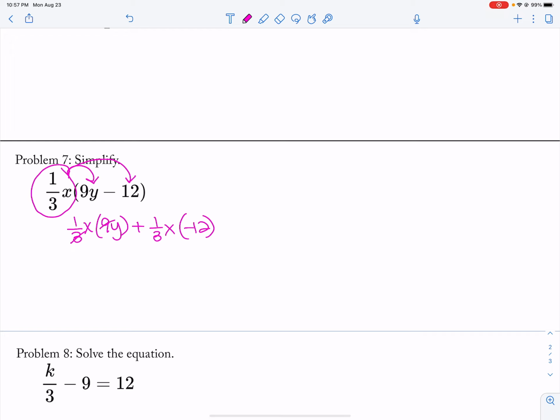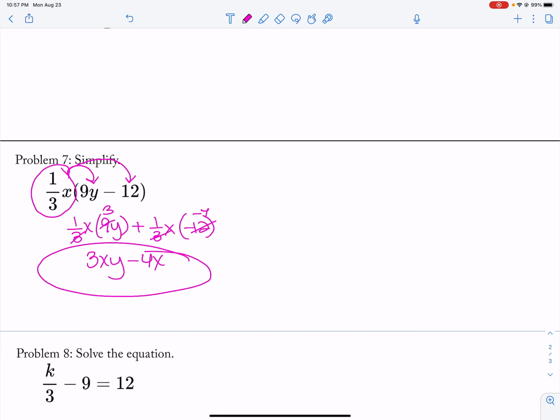So my 3 and my 9 reduced to give me 3xy. And then my negative 12 and my 3 reduced to give me negative 4. So I have minus 4x. Okay.